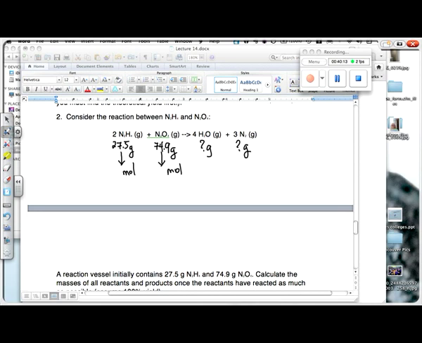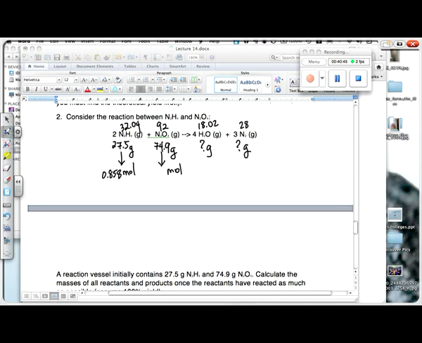All right, so N2H4, 32.04, N2O4, 92, H2O 18.02, and N2 28. Just writing all my molar masses on top. So 27.5 divided by 32.04, and I get 0.858 moles.